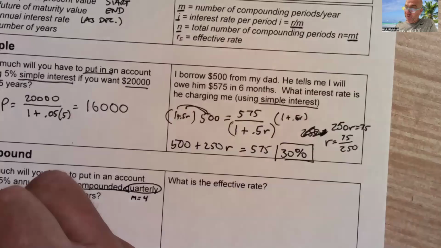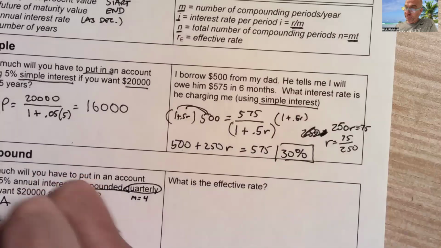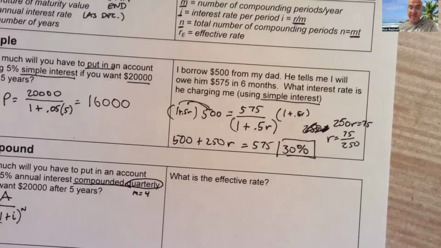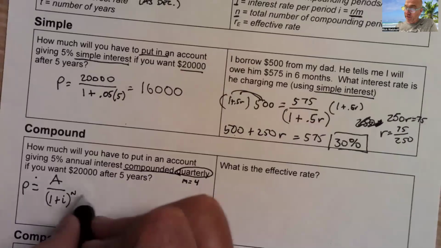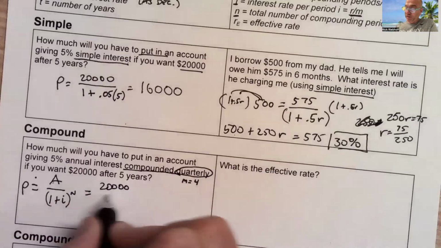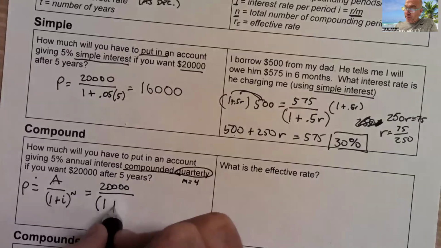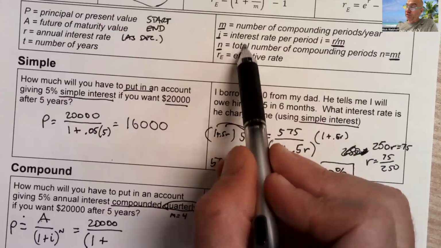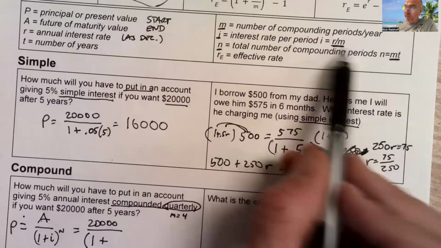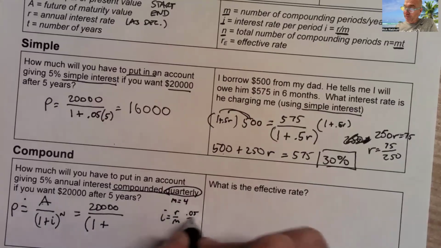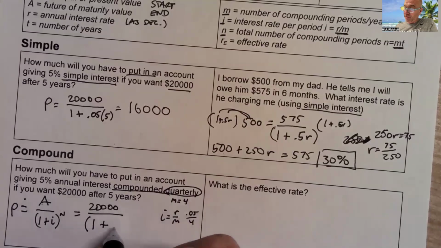So I'm going to just write down the formula. All right, how much do I have to put in? That's the P. That's what I'm trying to find out. My A is the amount at the end, so that's going to be 20,000. My 1 is a 1, my plus, my i I need to figure out. What did I represent? I'm going to look up here. Interest rate per period. So i is r over m. In this case, it's 5% divided by 4, so 0.05 over 4.